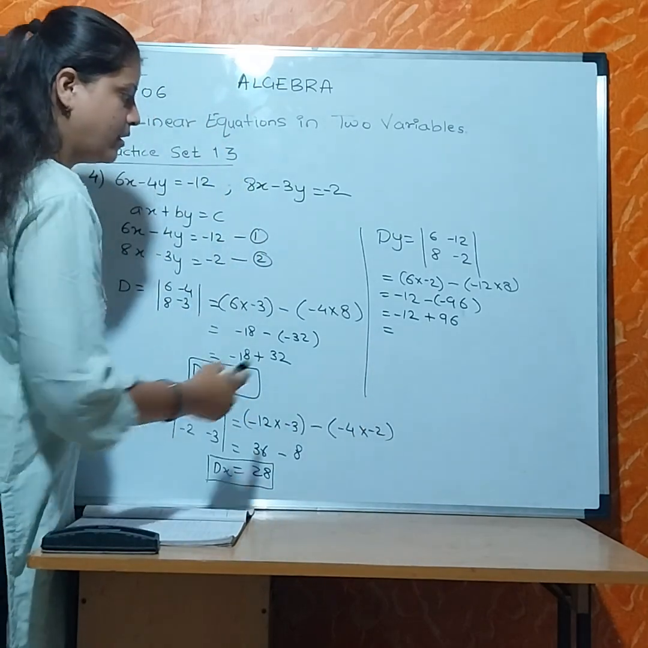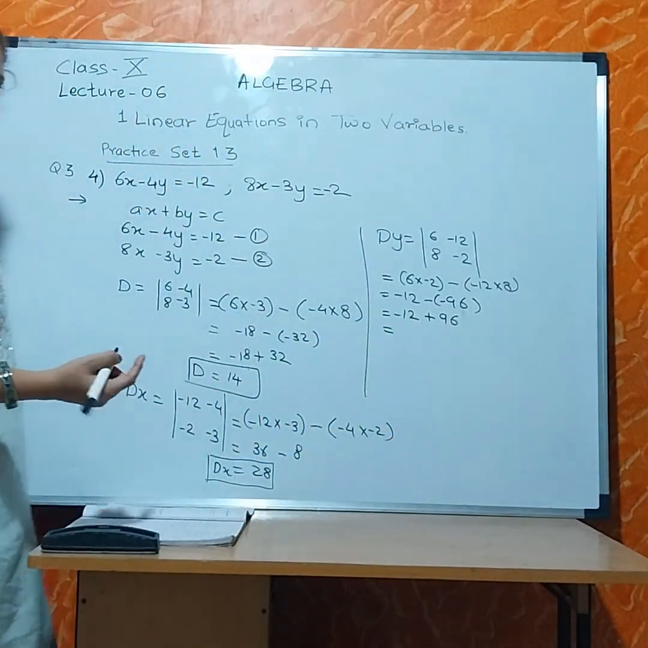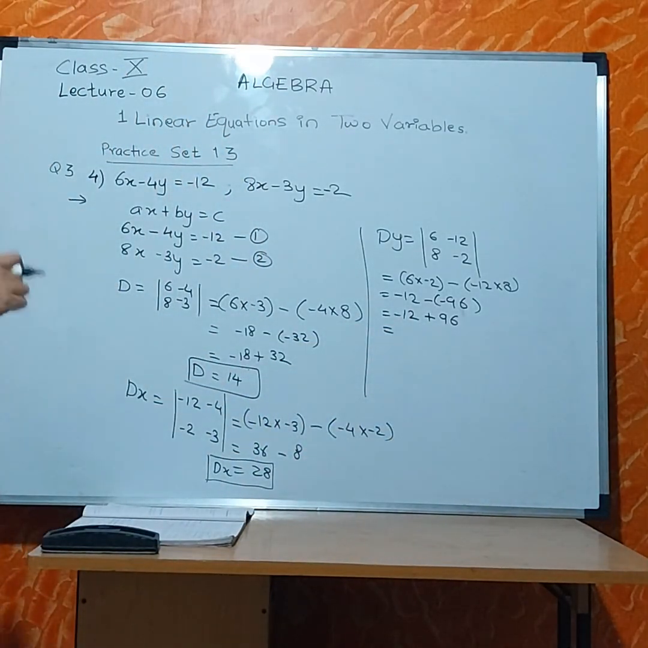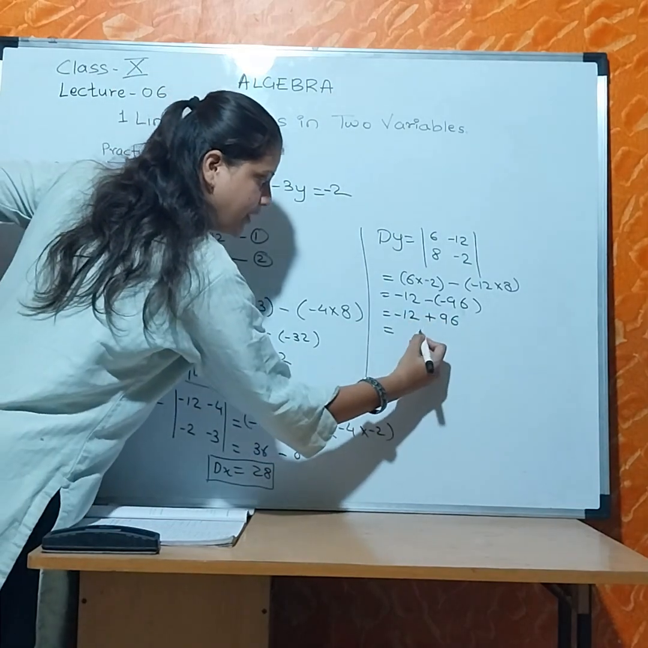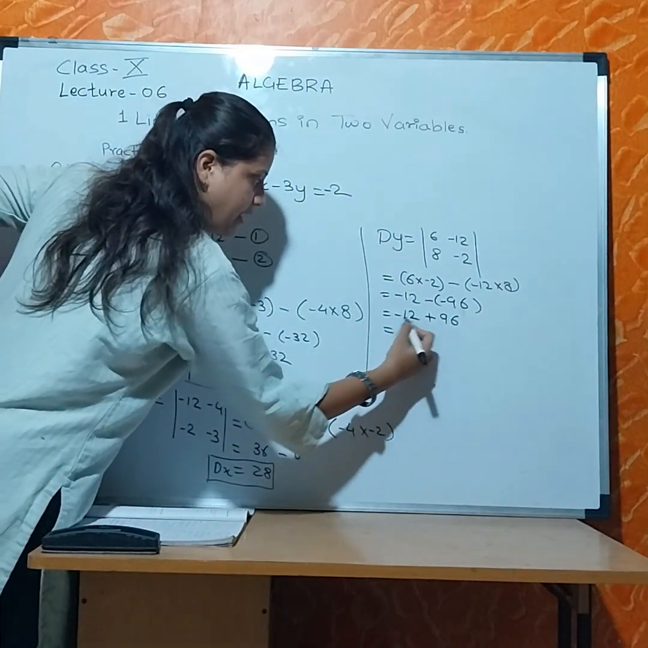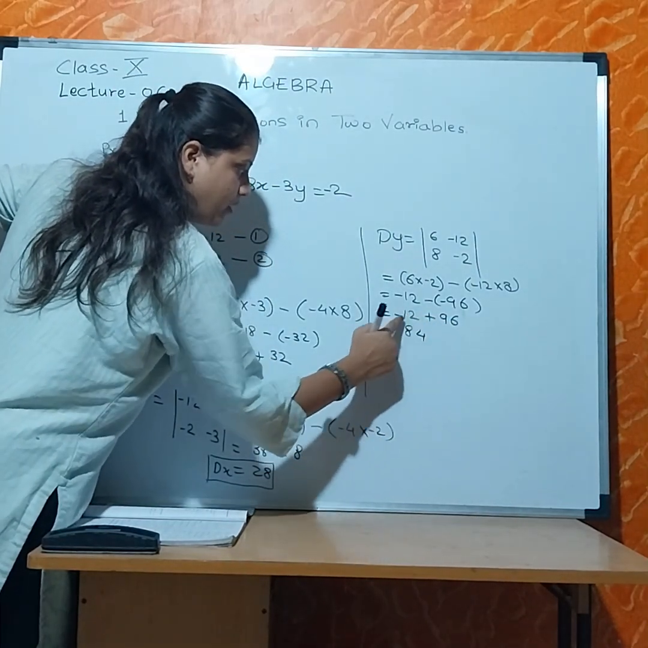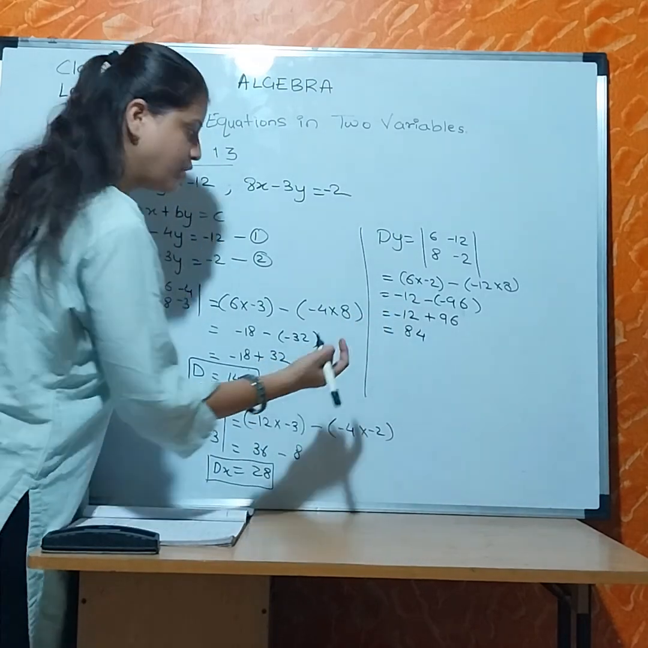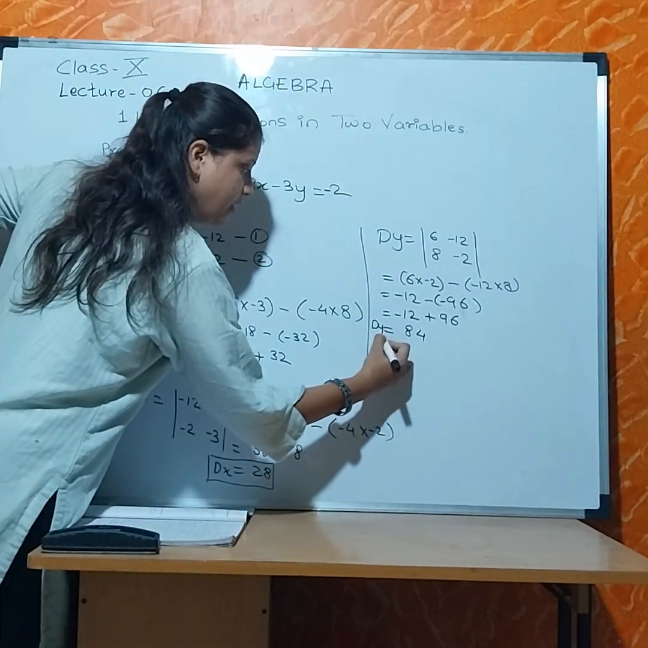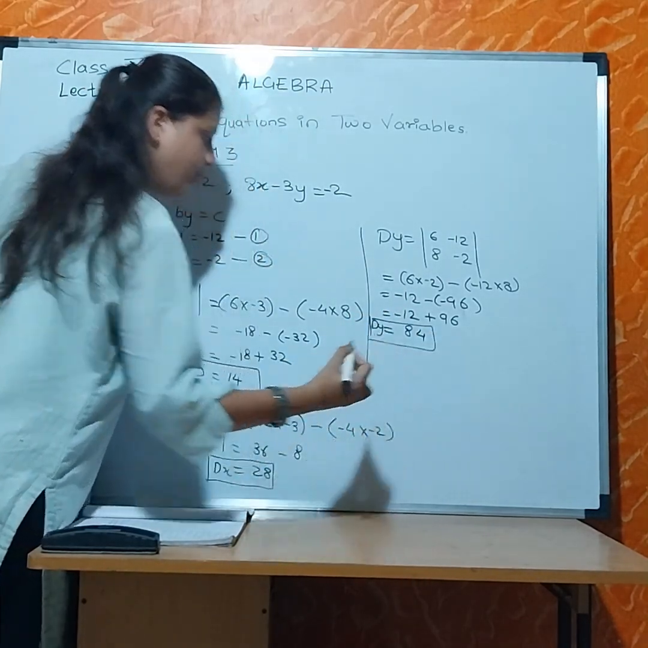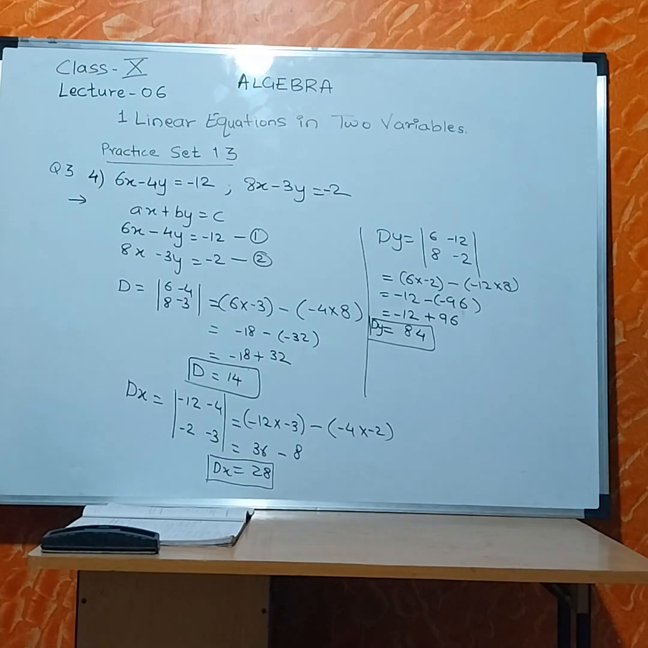So what is the answer? Minus plus is minus. 96 minus 12, answer is 6 minus 2 it is 4. 9 minus 1 it is 8. So plus, and bigger number sign is positive. So dy is 84. Okay.